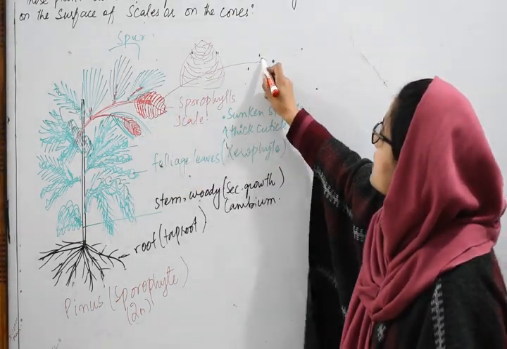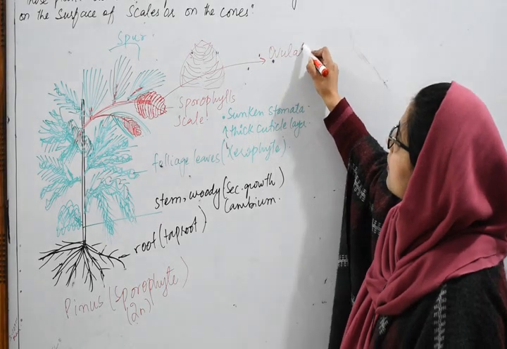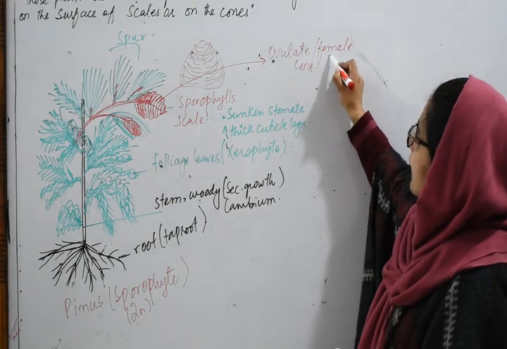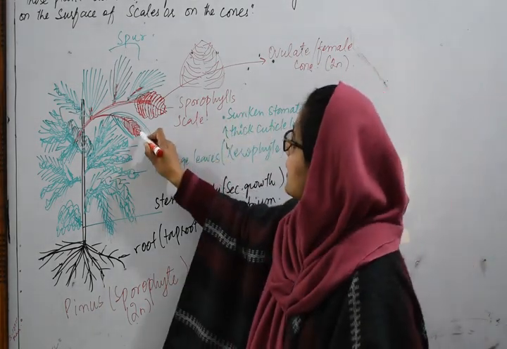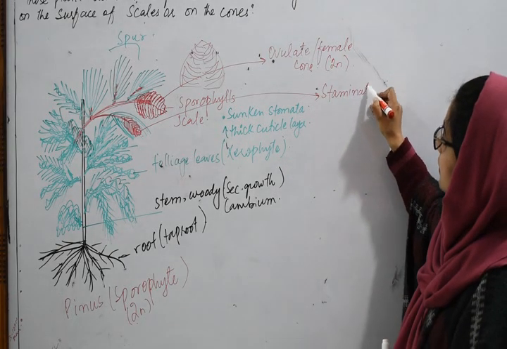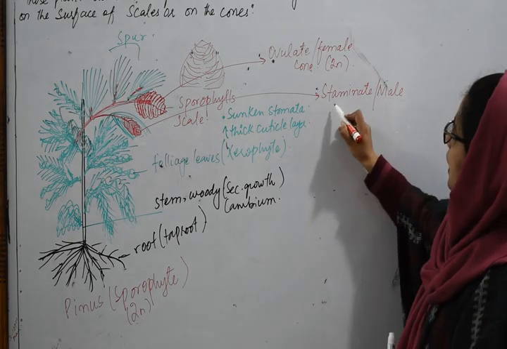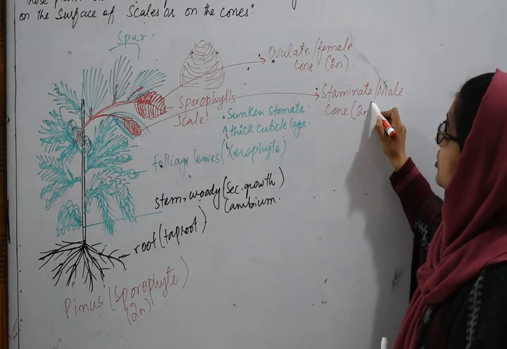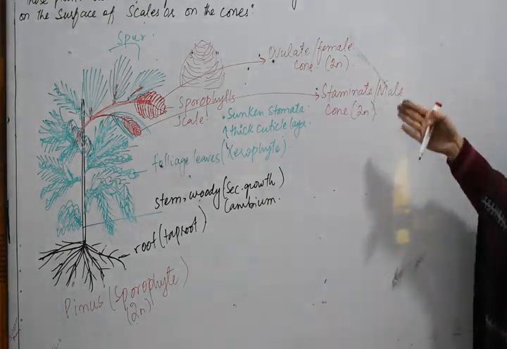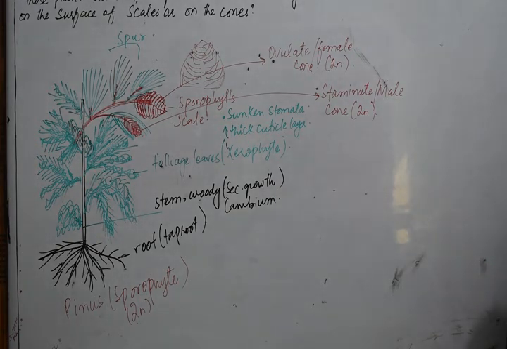This larger one is called the ovulate cone or female cone, and it is a diploid structure. This smaller one is called the staminate or male cone. Again, this is a diploid structure as it is a part of the sporophyte, and the sporophyte has to produce spores, so that's why they are diploid in structure. These cones contain the megasporophylls or microsporophylls, which bear sporangia that will undergo meiosis to produce the spores.